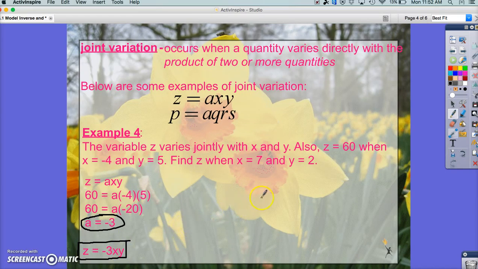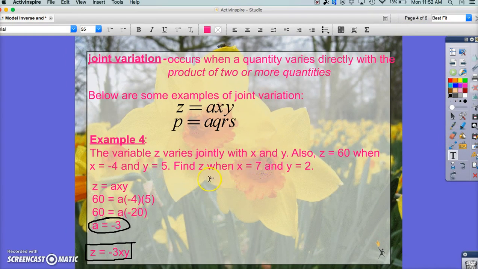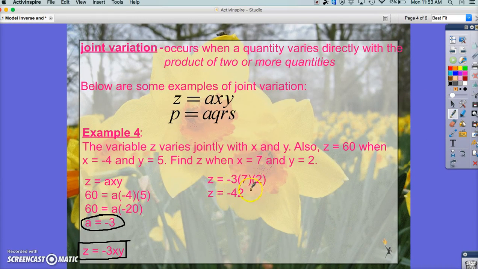Now the final part, find Z when X equals 7 and Y equals 2. So Z equals -3 from here times 7 times 2. -3 times 7 is -21. -21 times 2 is -42. So my second major answer is Z equals -42.